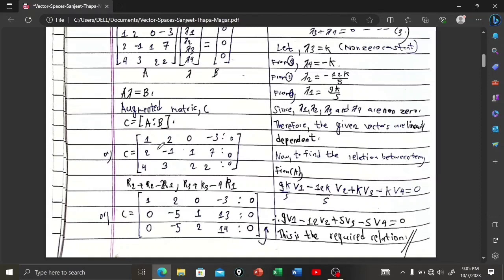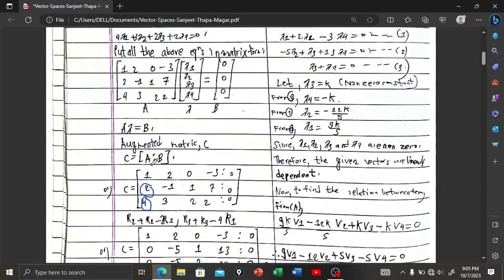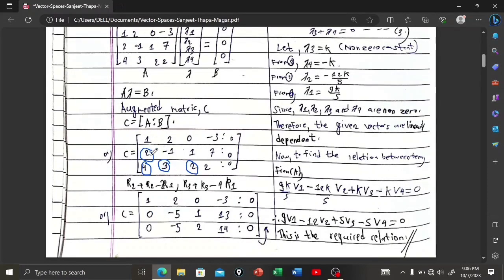Upper triangular matrix means that here there should be 0, 0, 0, and 0 below the diagonal, because there is one more column than rows, so here should also be 0. So we try to make 0 in this place.